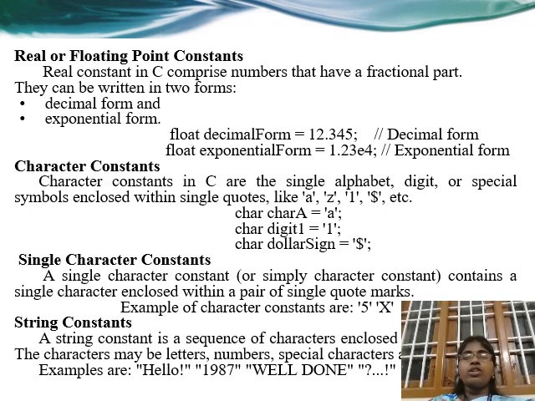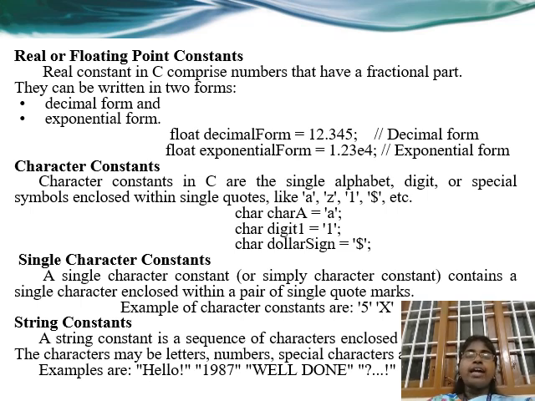Another is the exponential form. What is exponential form? If you write any number including the E, it is the exponential or scientific notation of the number. If you declare float decimal form and float exponential form, this is the example of how to declare the decimal form and exponential form.